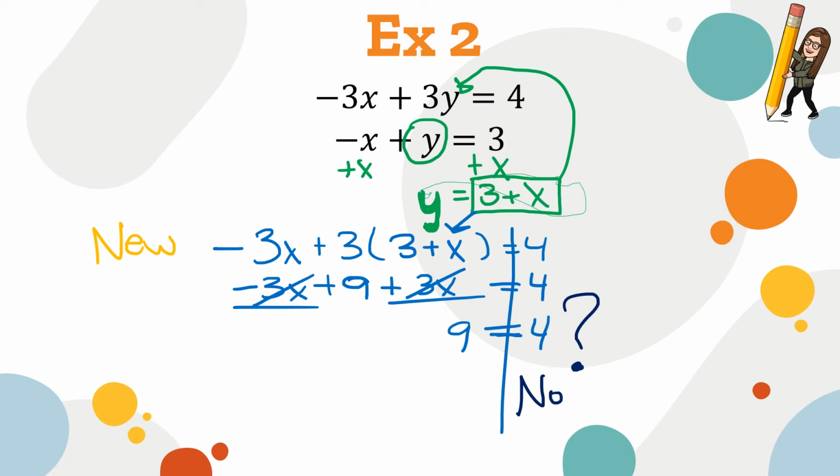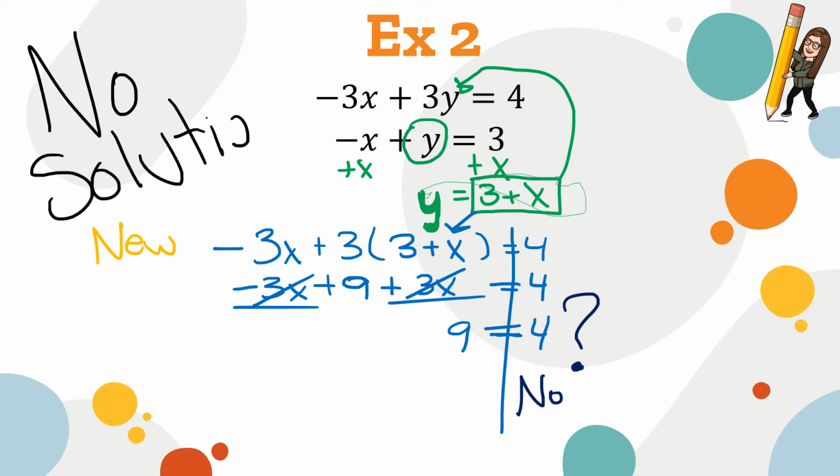I know my numbers today, right? 9 is not equal to 4. This is our special answer. No solution. So when you have these unique answers, they're actually pretty quick problems sometimes. If it's not true, it's no solution.